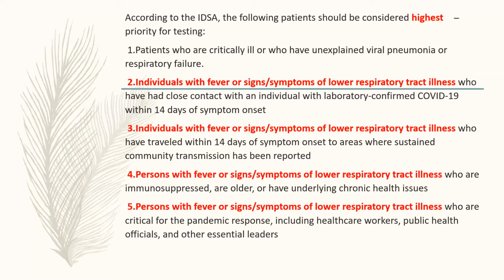According to the Infectious Disease Society of America, the following patients should be considered highest priority for testing. There are 5 types of patients who are highest priority for testing. 1, patients who are critically ill or have unexplained viral pneumonia or respiratory failure.